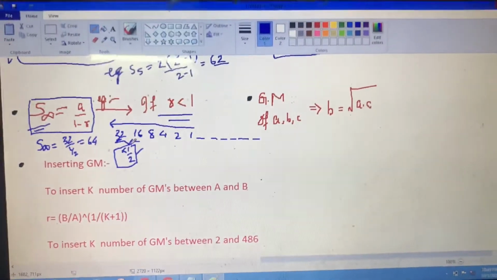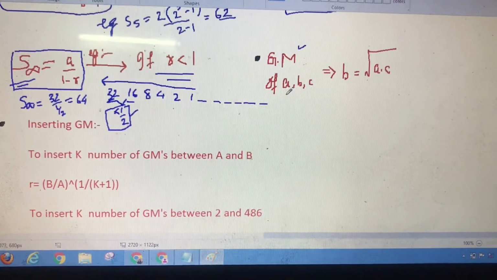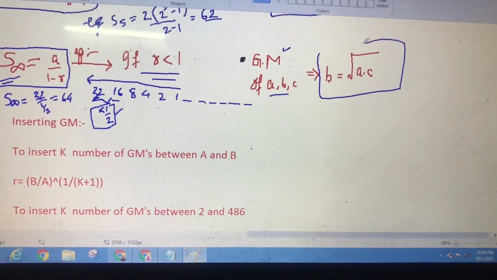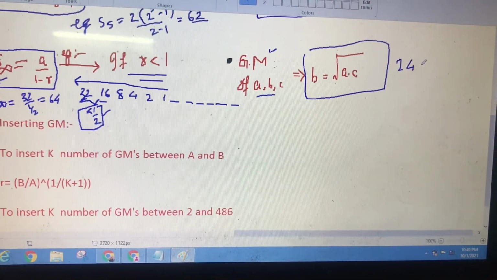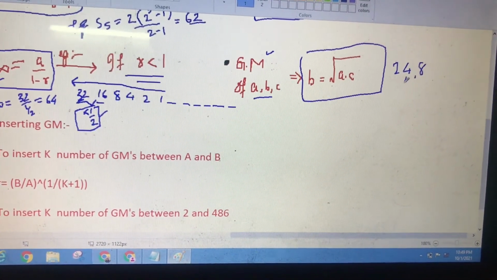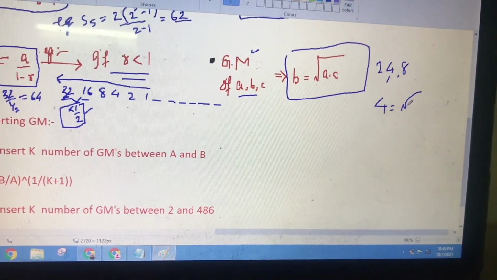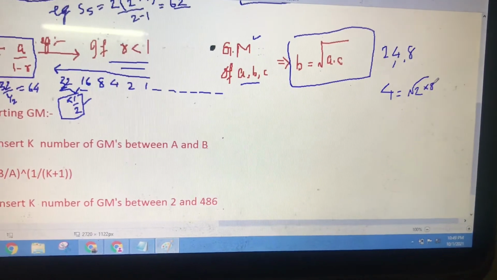Clear? Now geometric means. What is a geometric mean? Geometric mean of 3 values a, b, c: the middle value b is equal to the square root of a and c. So the geometric mean of 2, 4 and 8 has to be the center value 4, which is equal to the square root of 2 into 8. 2 into 8 is 16, and the square root of 16 is 4.